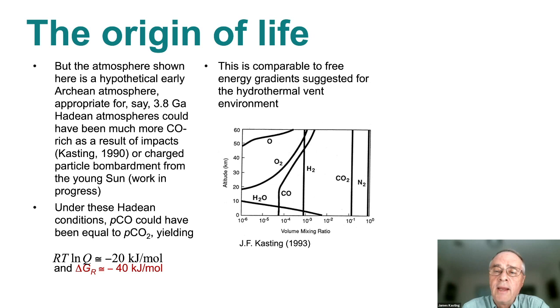And during that Hadean, the Earth was not a quiescent environment. You had impacts coming in, the tail end of accretion. There were high energy particles coming from the young sun, which was very magnetically active, and that's something we're studying right now. And so we have found in our models that during that time, you could have been breaking CO2 apart much more effectively and making a lot more CO. So in fact, in some of our models, CO is roughly equivalent to CO2.